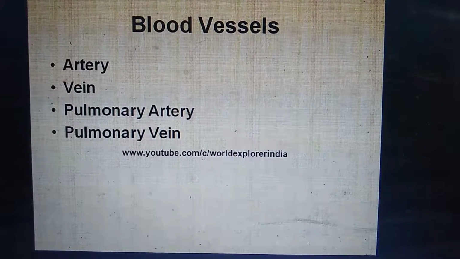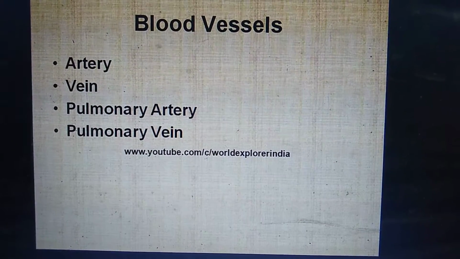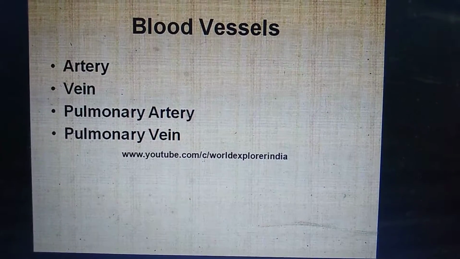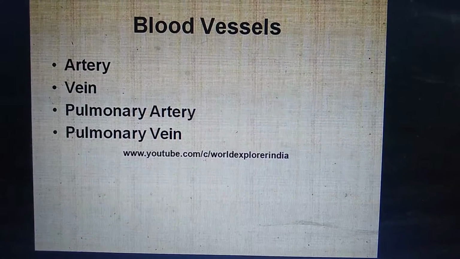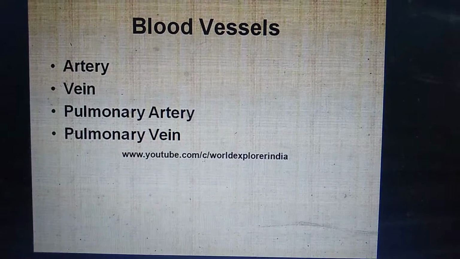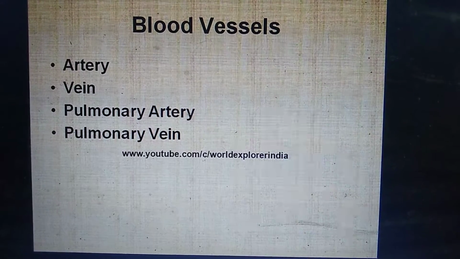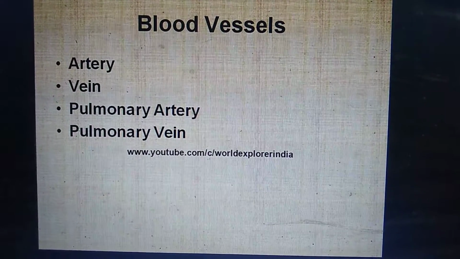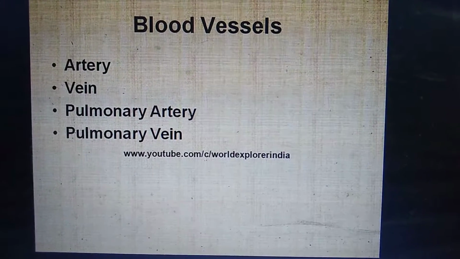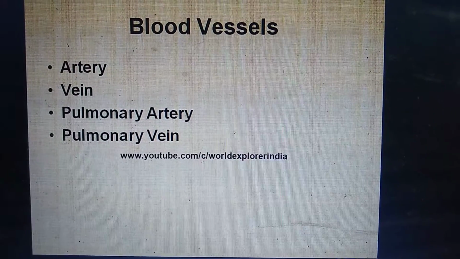So blood vessels are arteries and veins. We know that arteries carry the pure blood, that is oxygenated blood, and veins carry the impure blood, that is deoxygenated blood. Now pulmonary artery and pulmonary vein are an exception to this, because the pulmonary artery carries deoxygenated blood and the pulmonary vein carries oxygenated blood. So the pulmonary artery carries the blood from the right ventricle to the lungs, and the pulmonary vein carries the blood from the lungs to the left atrium.